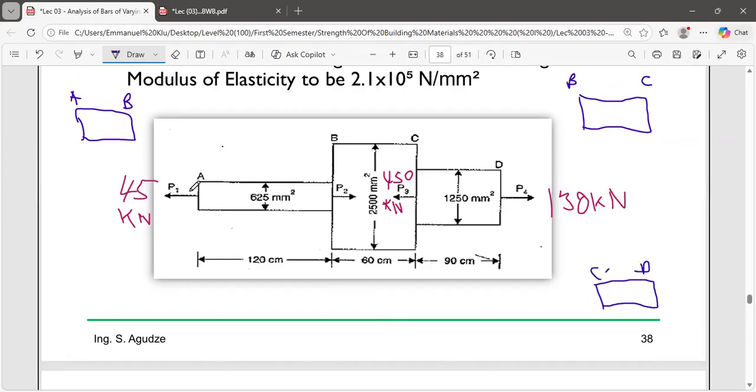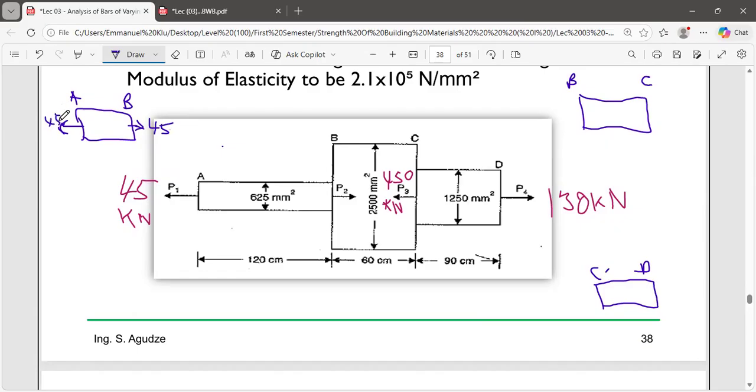So you see, the first one, A, you have even seen that it is 45. So this one, you already know that it is in tension already. This first one is in tension because look at here. So this is all 45, 45. So this will be 45 kilonewton. This is also 45 kilonewton.